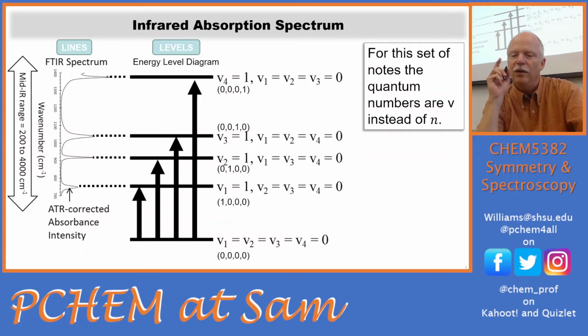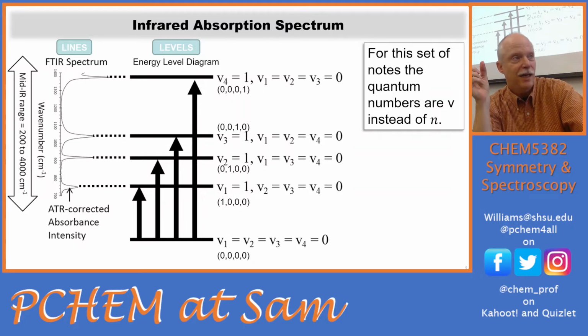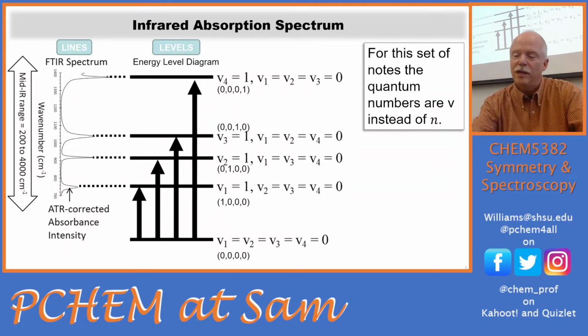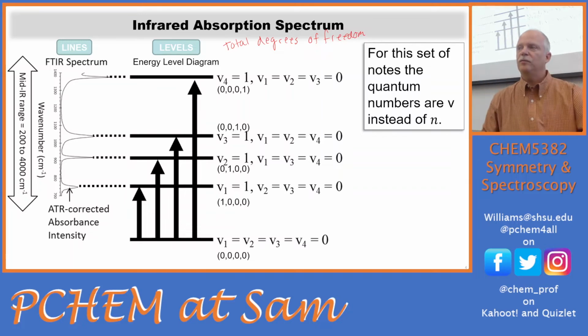Now, we only had one coordinate in our particle in a box. We had the x-axis. Okay, and so we just had one quantum number, and that was it. But in vibration, we have a lot more than that. So let's talk about the total degrees of freedom. This is everything a molecule can do.